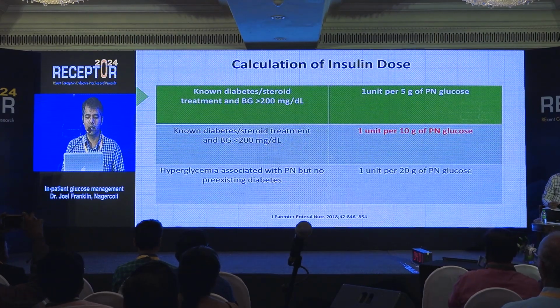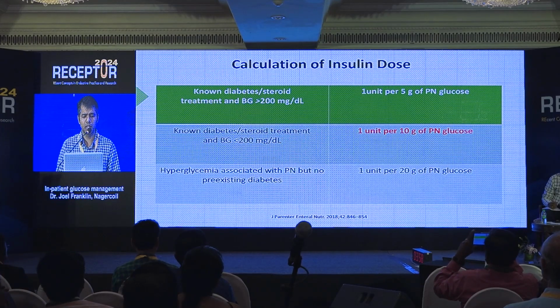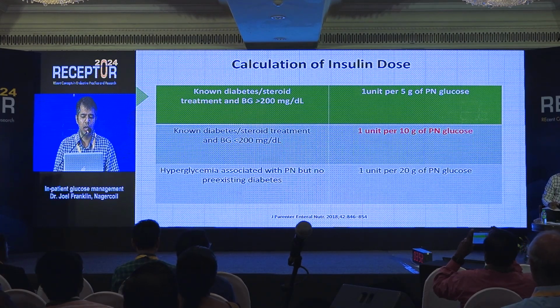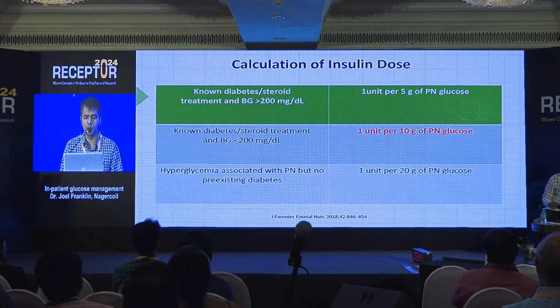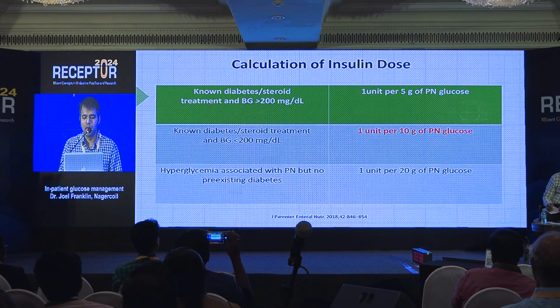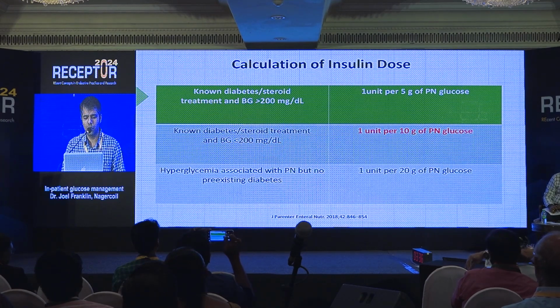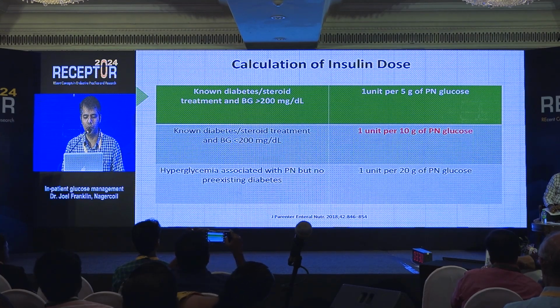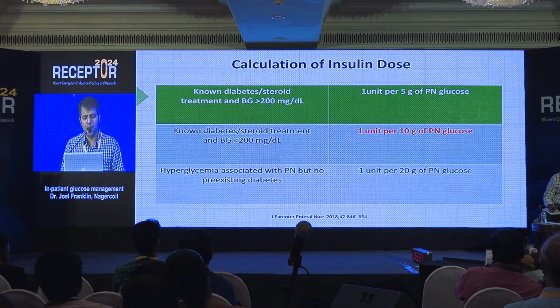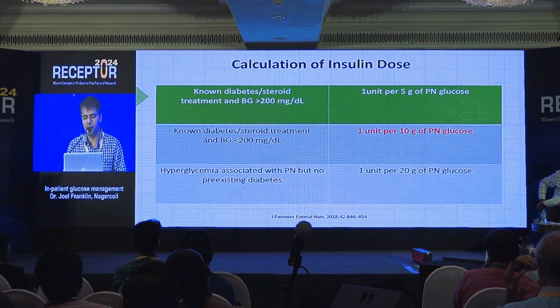So how to calculate the insulin dose in such patients? If it's known diabetes and blood glucose is more than 200 mg, you have to administer 1 unit of regular insulin per 5 grams of TPN glucose. Most of the TPN bags will have around 10 grams of dextrose. Next, if it's a non-diabetic patient or on steroid treatment and blood glucose is less than 200, you can use 1 unit per 10 grams of glucose. And if the hyperglycemia is associated with parenteral nutrition but there is no pre-existing diabetes, 1 unit per 20 grams of parenteral nutrition glucose.